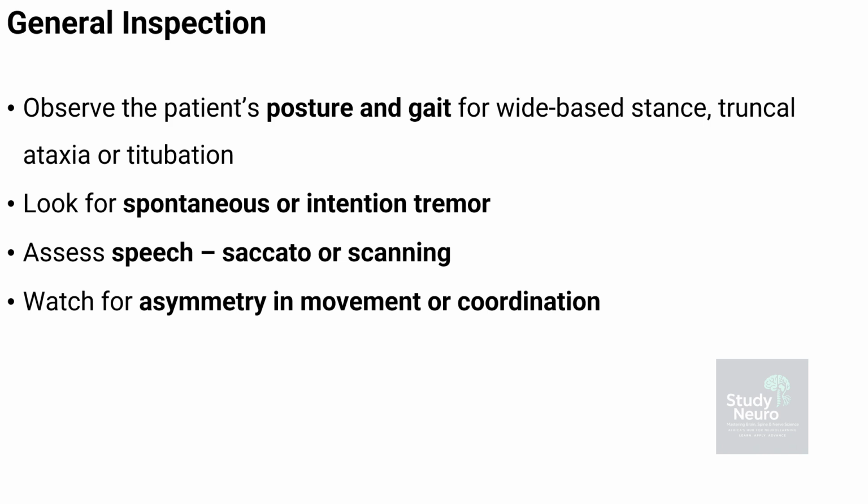The first step in a cerebellar examination is general inspection. Start by observing the patient's posture, spontaneous movements, gait, and speech, as this can reveal subtle signs of cerebellar dysfunction. Pay attention to the way they stand and walk. Cerebellar involvement often causes a wide-based stance, truncal instability, or rhythmic head and trunk movements known as titubation. Next, watch for tremor during purposeful movements. Intention tremor is a hallmark of cerebellar disease and should be distinguished from resting tremor, which suggests a different disorder.